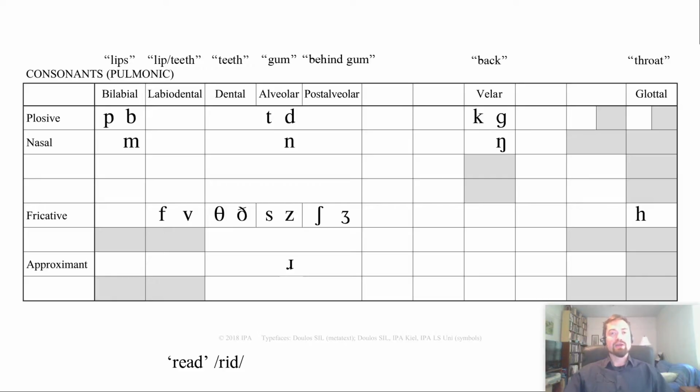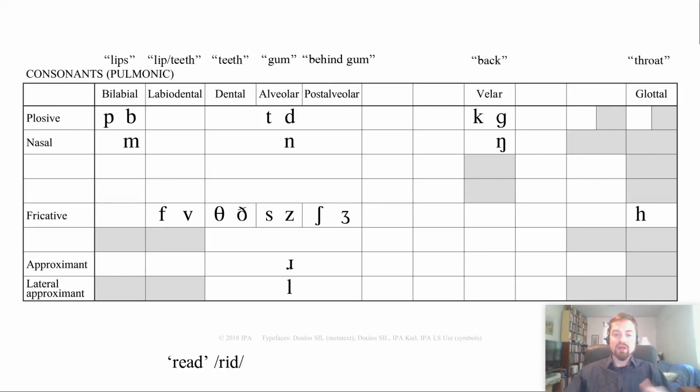Now, the second liquid that you will find in English, and another very common sound in the world's languages, is what is called a lateral approximant, and that is the letter L. Now, what is the letter L? The word lateral, which I find easy to remember because it starts with the letter L and that's what it describes, but the word lateral means side. So this is referring to the sides of your tongue.